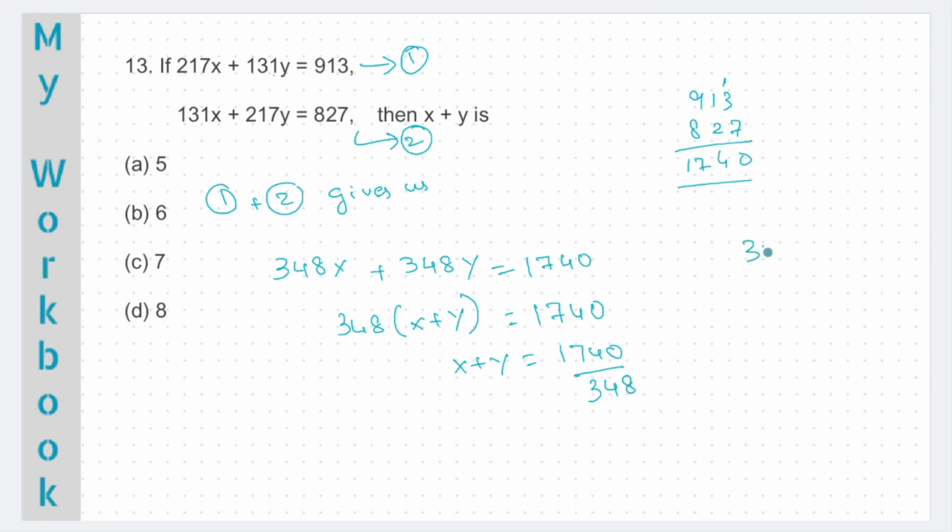I think 348 times 5 might give us this number. 5 8s are 40, 5 4s are 20, 24, 5 3s are, yes, 1740. So this is 5 times. x plus y is 5. Option A, 5, is the correct answer. So when you have such a pair of equations where the coefficients are quite high and the coefficient of x is the same as the coefficient of y in the second equation, if you add and subtract those two equations, you will get a simpler pair of equations which can be solved.